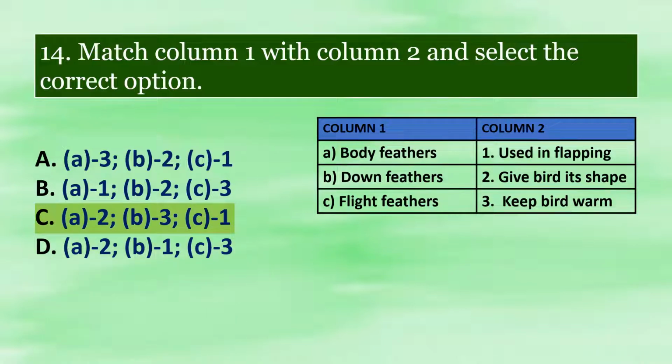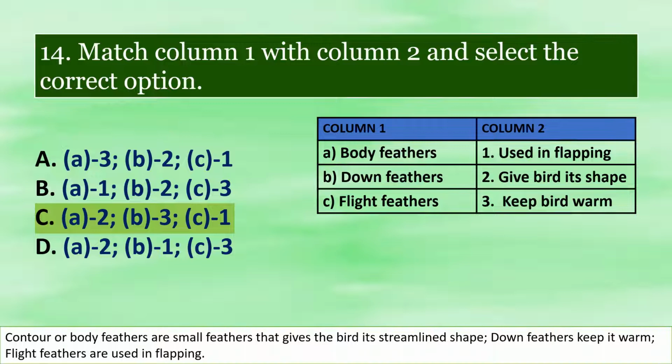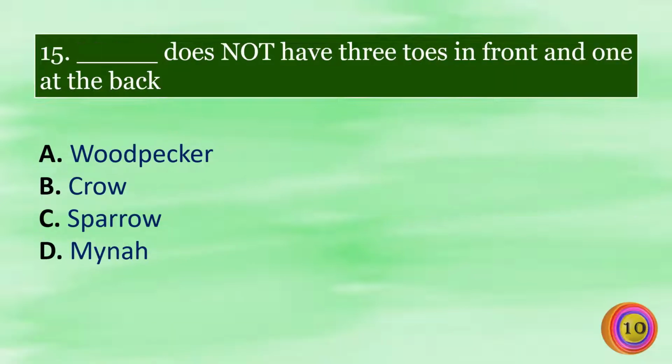The answer is option C. Contour or body feathers are small feathers that give the bird its streamlined shape. Down feathers keep it warm. Flight feathers are used in flapping. Dash does not have 3 toes in front and 1 at the back.